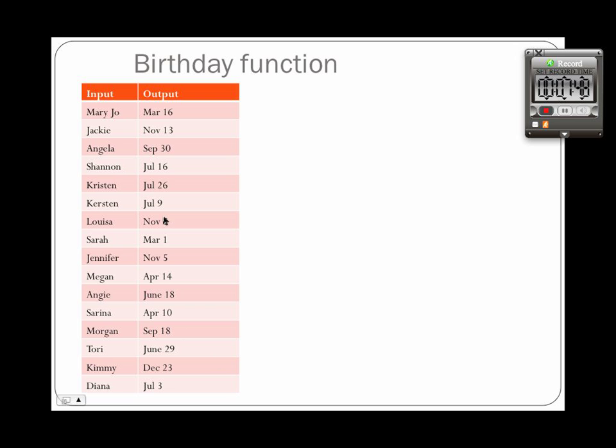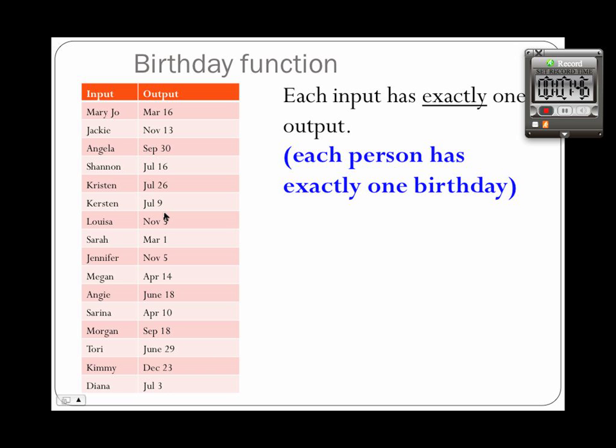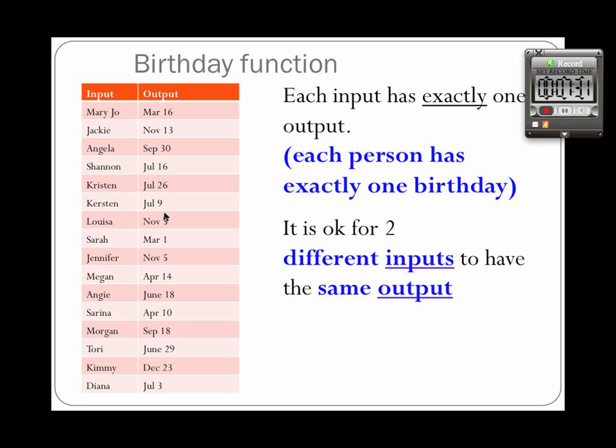which are all of the birthdays. And if you notice, every single person has exactly one birthday, or another way to put it in function terms is that each input has exactly one output. Everybody's got to have one birthday, and nobody can have two birthdays. Now, there's an interesting case here that sometimes different inputs may have the same output. So let me say this one more time. Different inputs can have the same output.